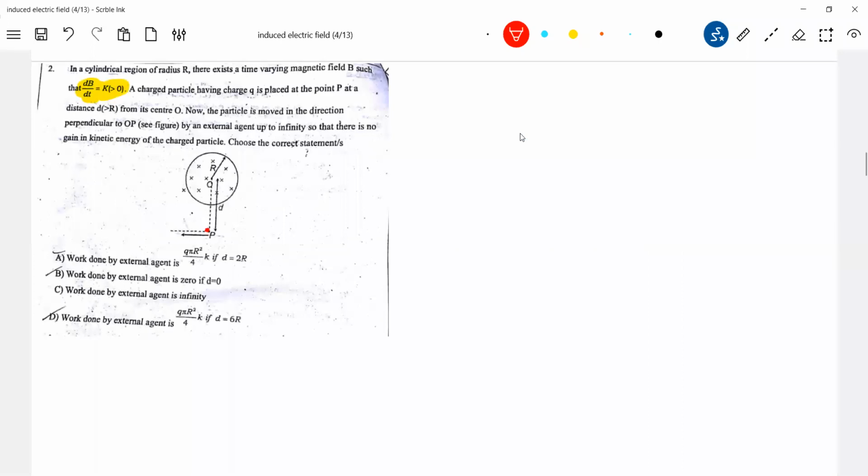And this charged particle is moved perpendicular to OP by an external agent up to infinity, so that there is no gain in kinetic energy of the charged particle. Means it is moved slowly, from rest to rest, till infinity. Then it's asking what is the work done by the external agent.